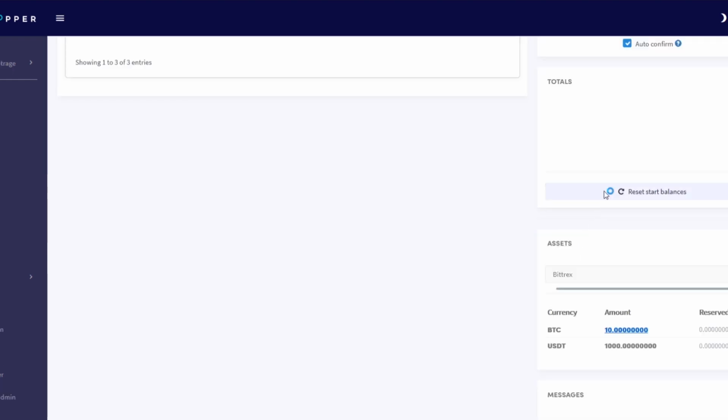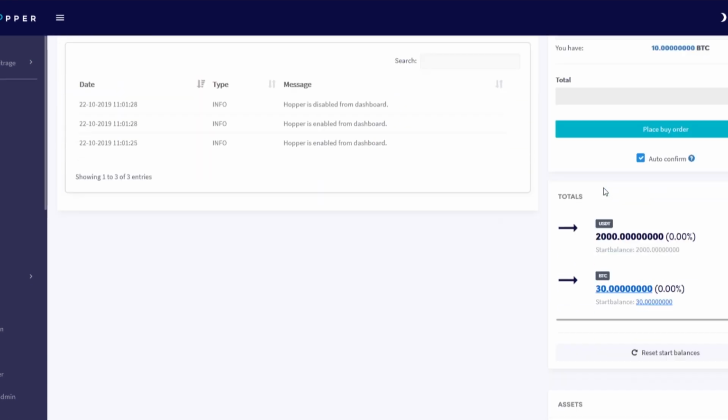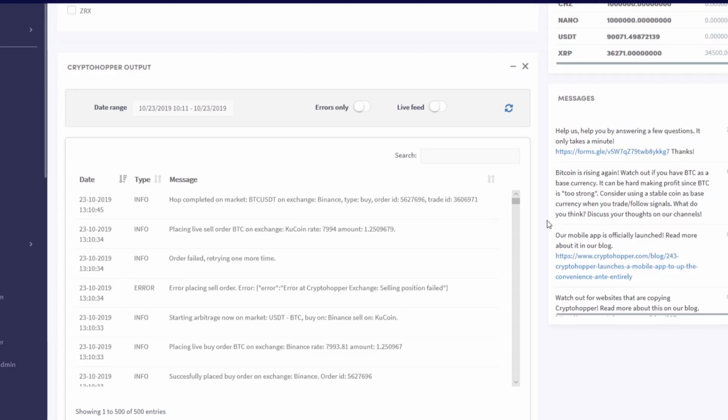You see the balances now here. Click Reset Start Balances so your hopper knows exactly how much profit or loss you've made. Check your output and your market arbitrage results, so check if your hopper is actively searching. Have fun!